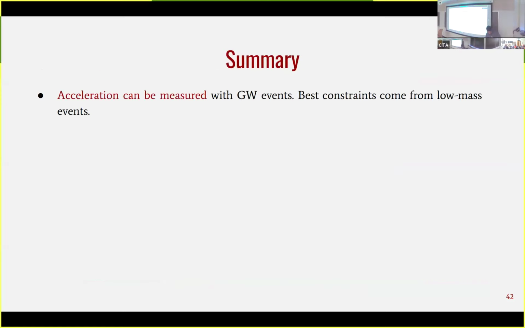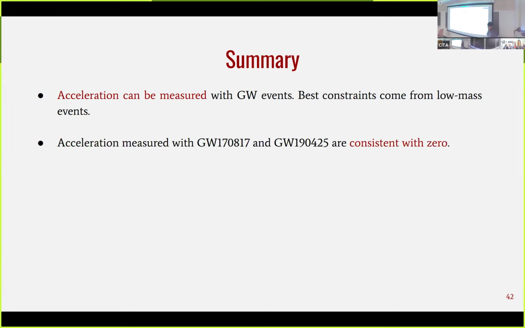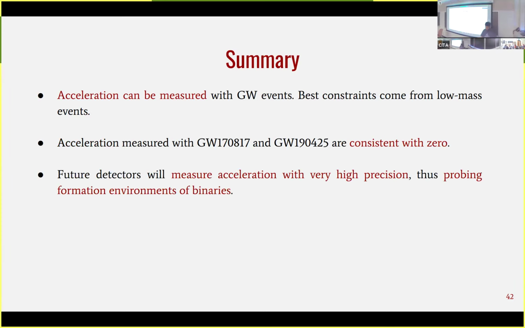Okay, so I'll quickly end. Acceleration can be measured with gravitational wave events. This is not trivial because it changes a quantity that we actually observe in the detector, namely the detector frame chirp mass. Because the detector frame chirp mass varies with time when you have an acceleration, you can actually measure it with gravitational wave events. The best constraints come from low mass events. Accelerations measured with 17 and 19/25 are consistent with 0, no surprise. Future detectors would measure accelerations with very high precision and hopefully probe formation environments of binaries.